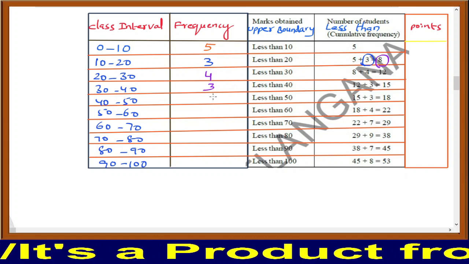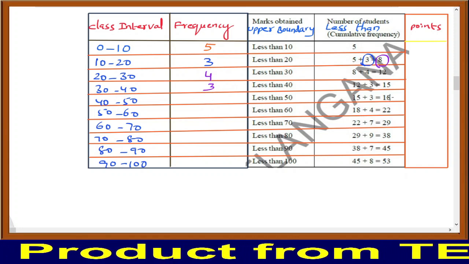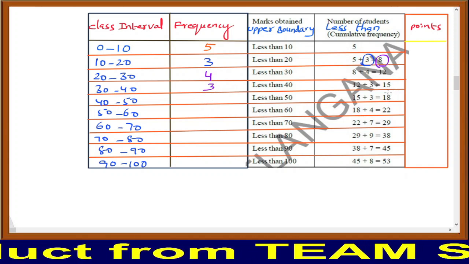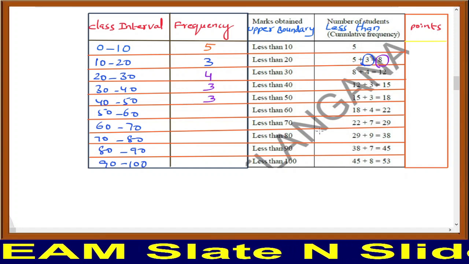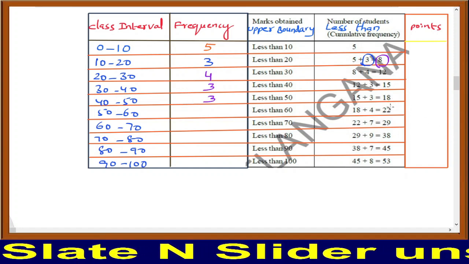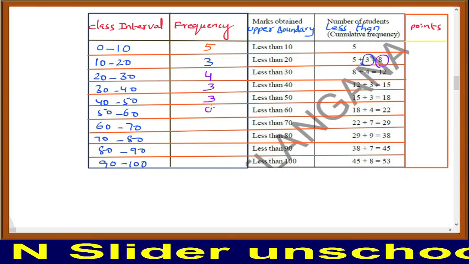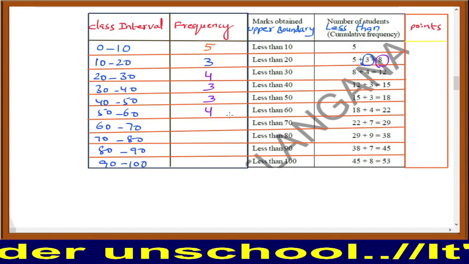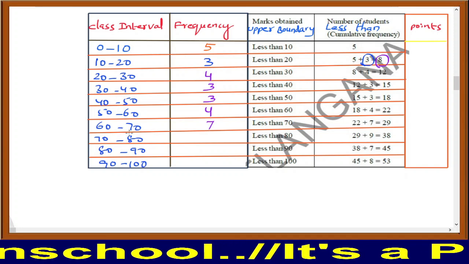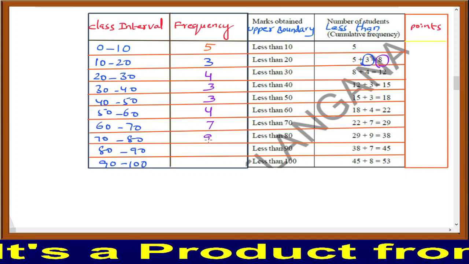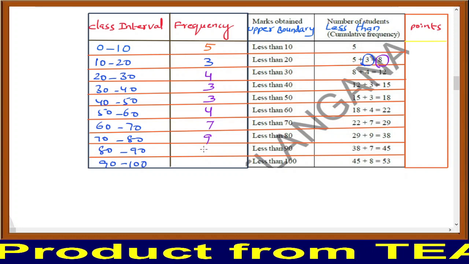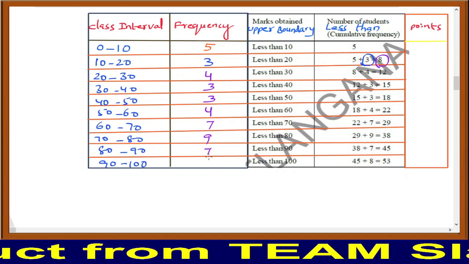So next one will be, here it is 18. So up to this 15 we got. So the difference is 3. So 40 to 50 class interval will be 3, and 18 to 22 the difference is 4. So here we will get 4, and 22 to 29 the difference is 7. So 60 to 70 class interval will be 7, and 29 to 38 that is 9, and 38 to 45 that is 7, and 45 to 53 that is 6.